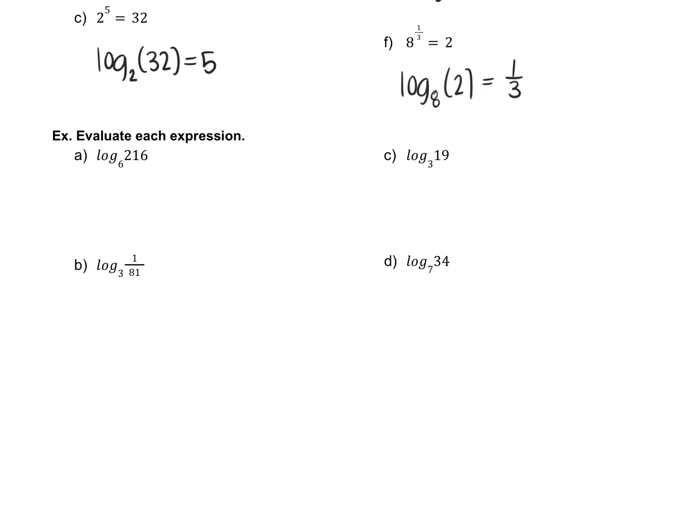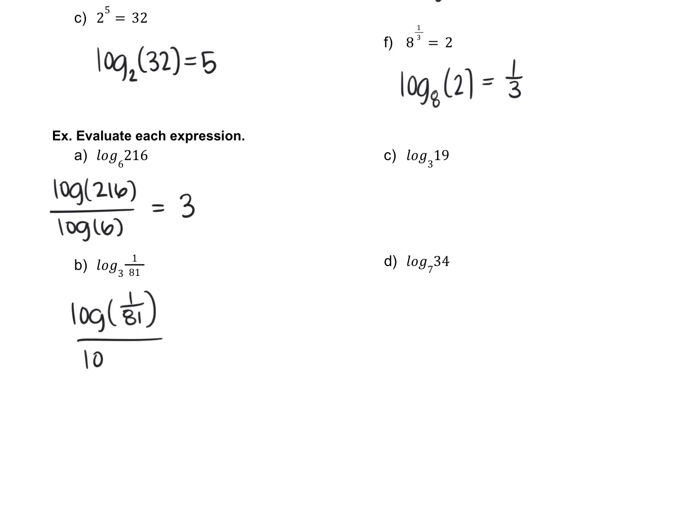Last set of examples before we solve some equations is evaluating using change of base. So log base 6 of 216, if I'm going to use my change of base formula, becomes log 216 over log 6, which becomes 3. Log base 3 of 1/81 becomes log 1/81 over log 3, which is -4.